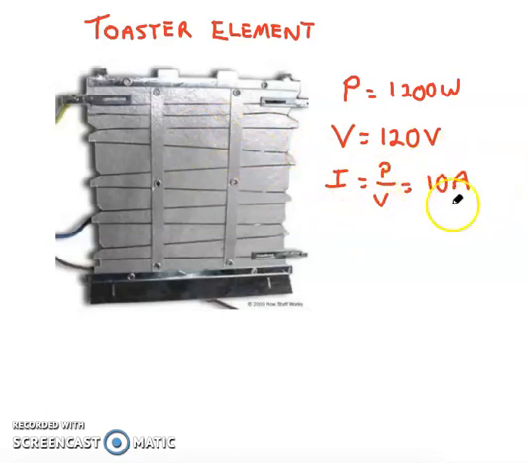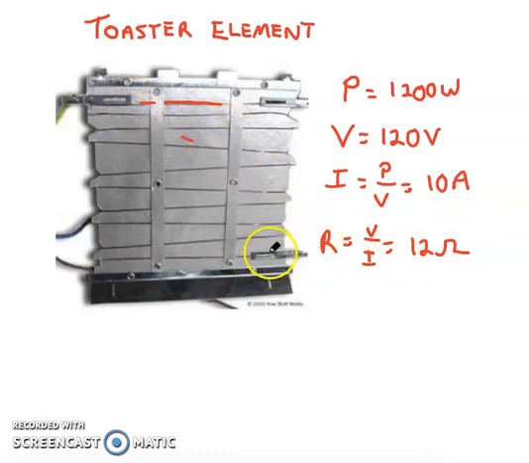So how do we get the 10 amps? Well, that's determined by the resistance. So if we apply Ohm's law, we know that resistance, which is V over I, is going to be 12 ohms. Okay, so I need 12 ohms in this wire.